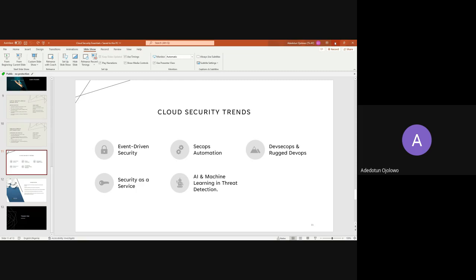Next, something that is also becoming very popular: DevSecOps and rugged DevOps. They are basically almost the same thing. What DevSecOps does for you is integrate security into your DevOps processes, and this helps you to build secure applications from the ground up. We'll be having a DevOps session next week, so you can also join to at least get a view of DevOps, and see how you can implement security in DevOps.